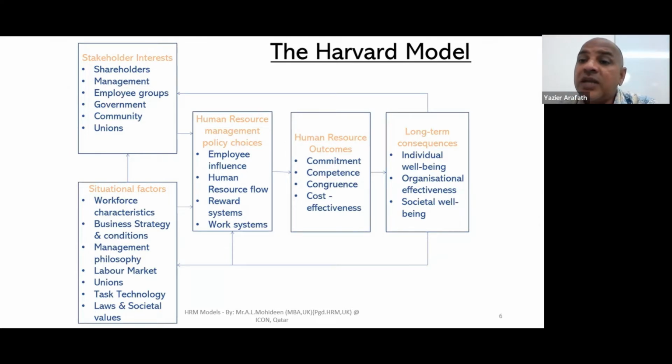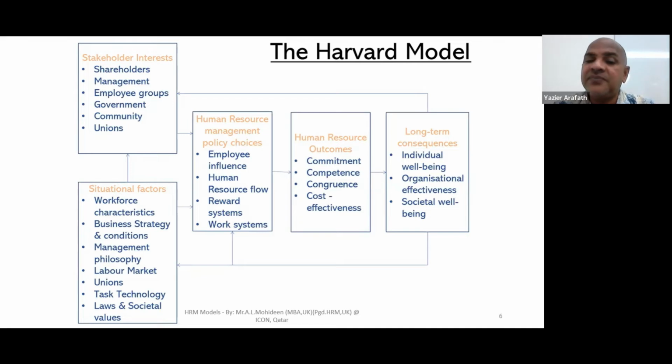Stakeholder interest is important. How the organization is managing the employees. What is the relationship between the community, the unions, and the government with the organizations? So the relationship between the organizations and the stakeholders, the interest of the stakeholders, how it is with the organization, has to be considered.